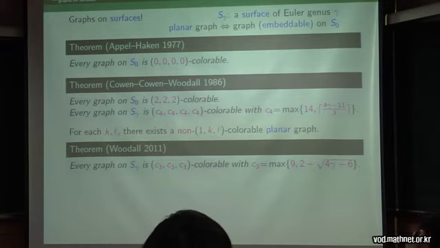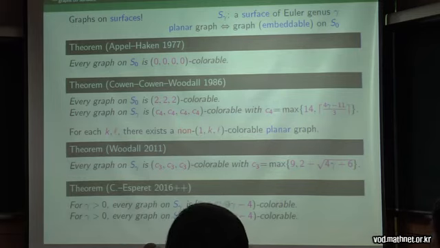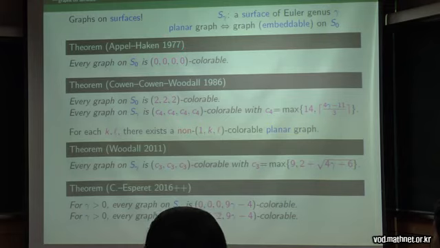So what did we do? We generalize these results to graphs on surfaces of Euler genus gamma. Right? So what we did is we looked at this result by Appel and Haken that said planar graphs are 4-colorable, and we said we can generalize this in some sense. So we can partition graphs on surfaces into 4 parts, such that 3 of the parts are independent sets, and for the last one you can bound the maximum degree by some function of gamma.